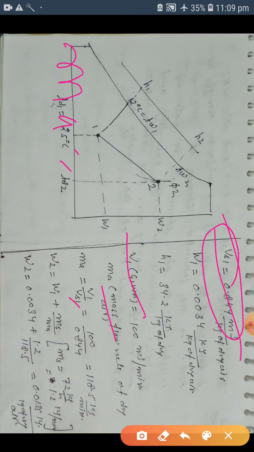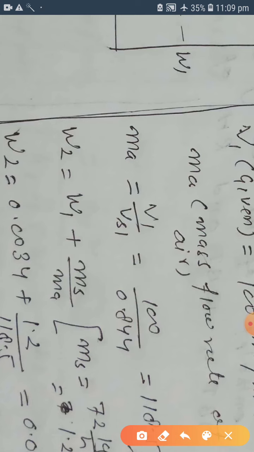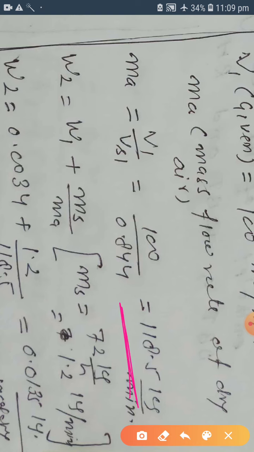This is V1 upon vs1. V1 is given, vs1 you calculate from the psychrometric chart, so this will be the mass flow rate, 118.5 kg per minute. You note that now you will apply the W2 mass balance equation.